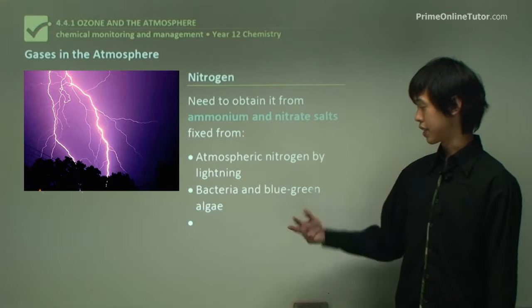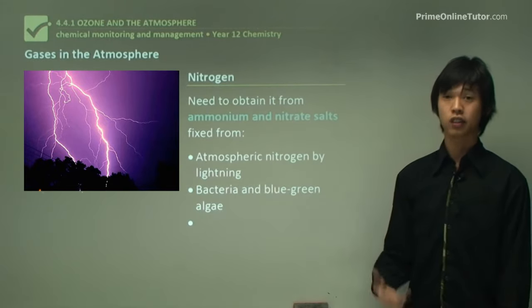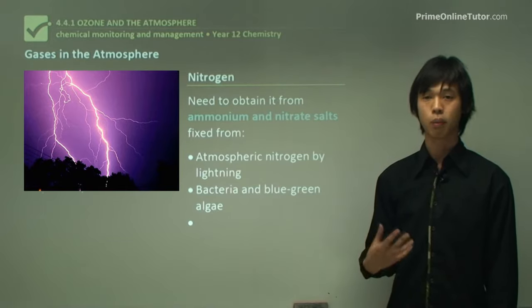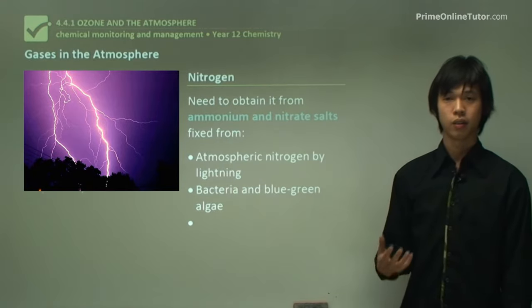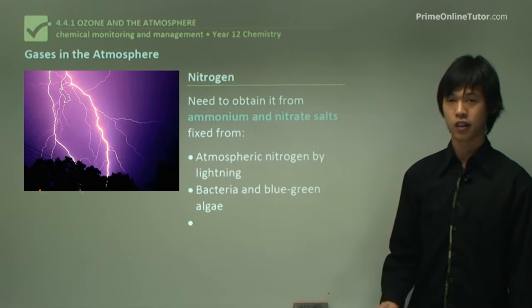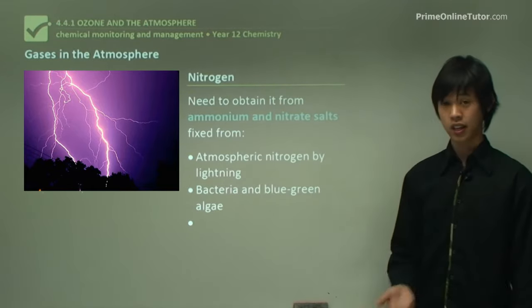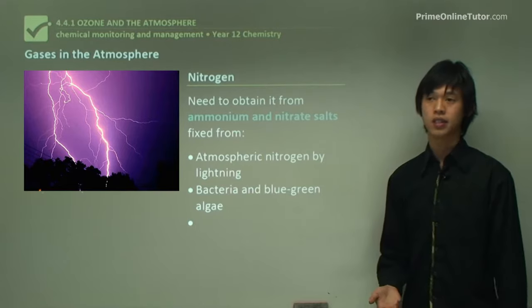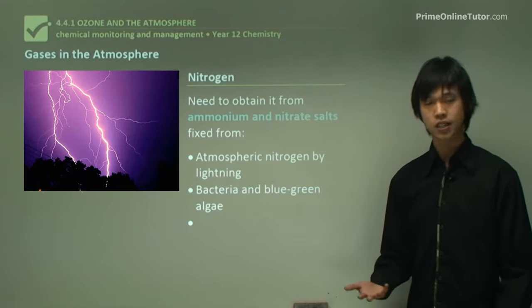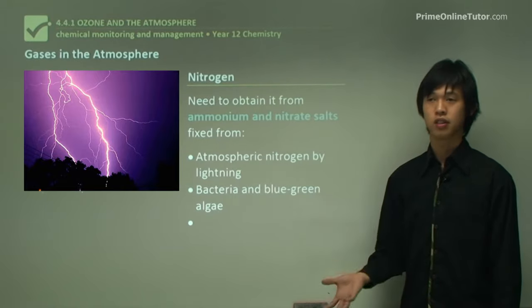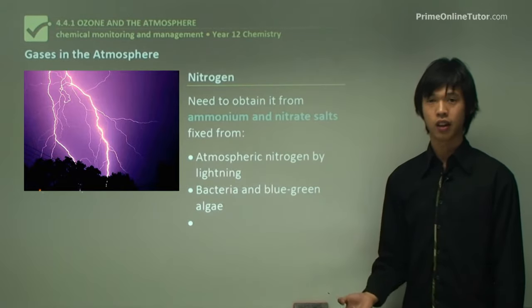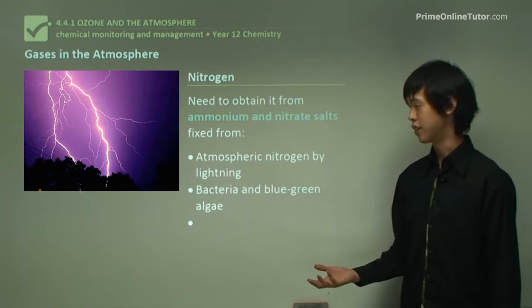There are some bacteria and blue-green algae that can actually have chemical compounds in their bodies that allow them to create biologically available nitrogen. And these are very useful to some plants called legumes, so beans, as they are present in the roots. So they'll suck up nitrogen from the air and produce available nitrogen for the plant.